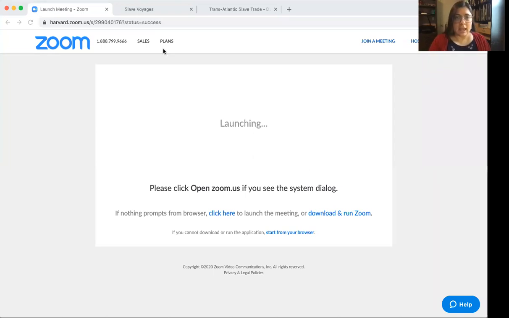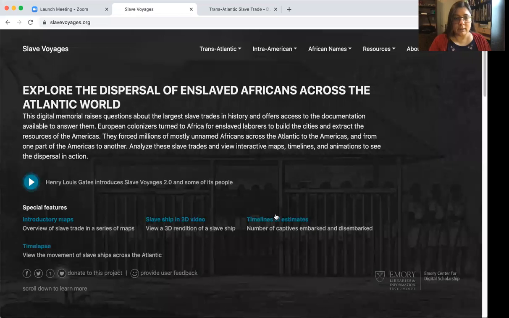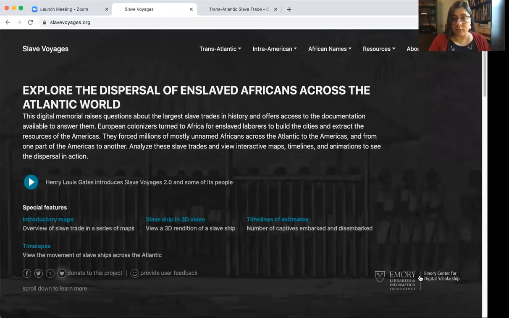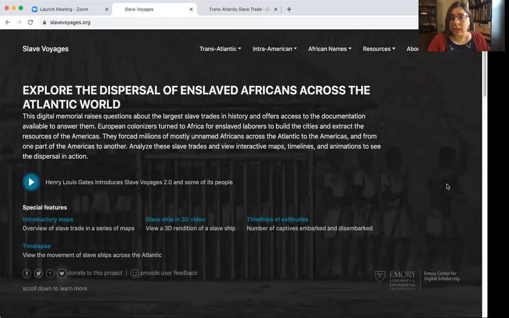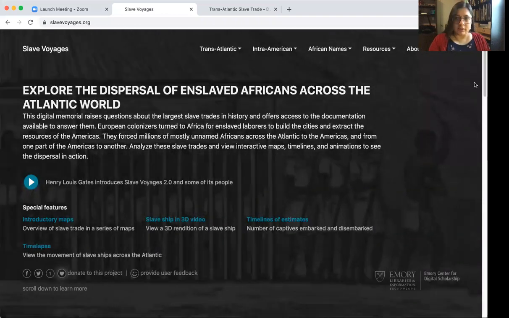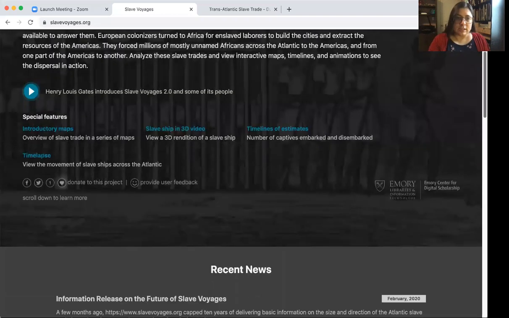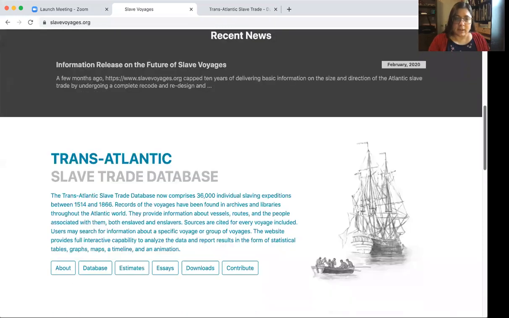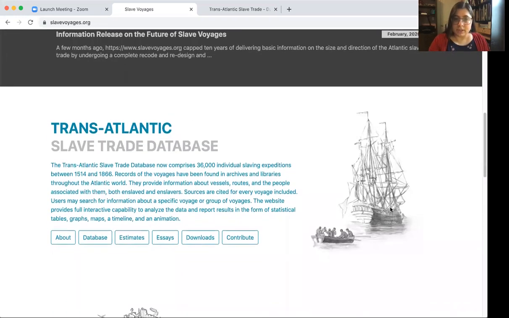This is a database that's run out of Emory University, and it's really robust. It's got a lot of different parts to it. If you scroll down, you can see there's a database of ships that were involved in the transatlantic slave trade. So this is data that's coming from shipping records, from letters, from a lot of different sources and being compiled here. About 36,000 voyages are documented.